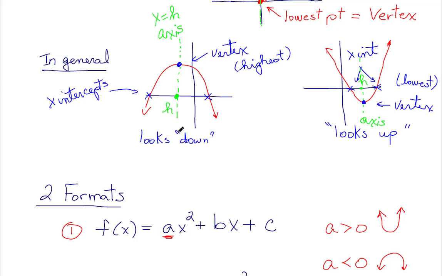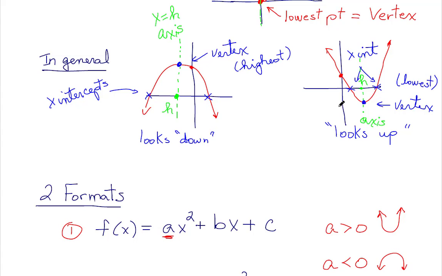Now, if it looks downward, the vertex is the highest point. It's the maximum place. And if the quadratic function looks upward, then the vertex is the lowest point, or the minimum. Now in this case, you see we have two x intercepts here, and they're on the x-axis. Here on the y-axis, you would have a y-intercept.